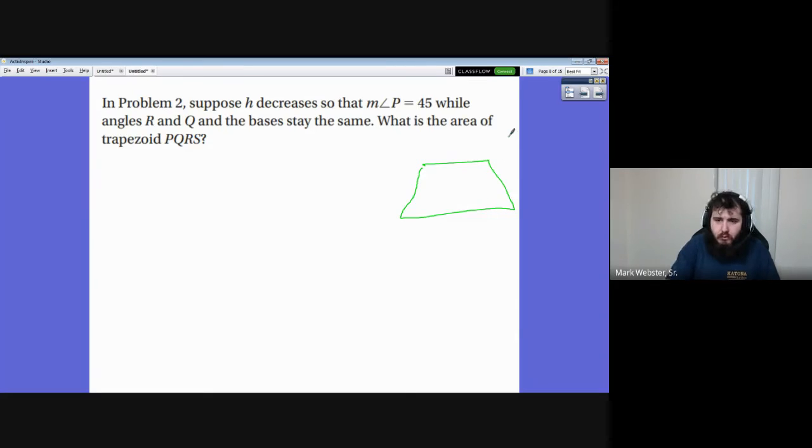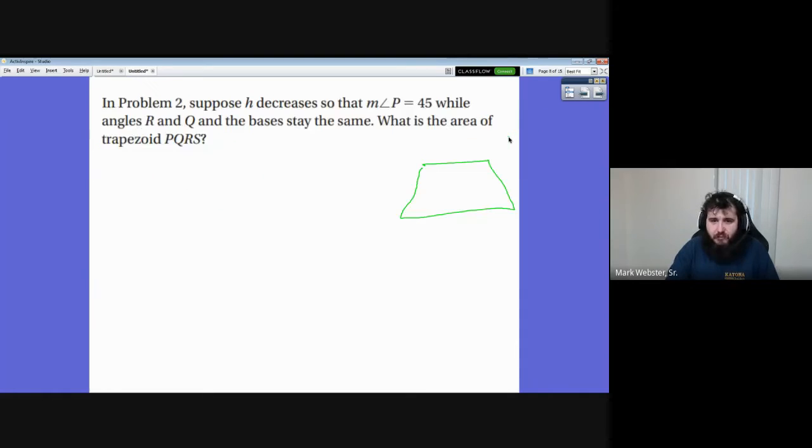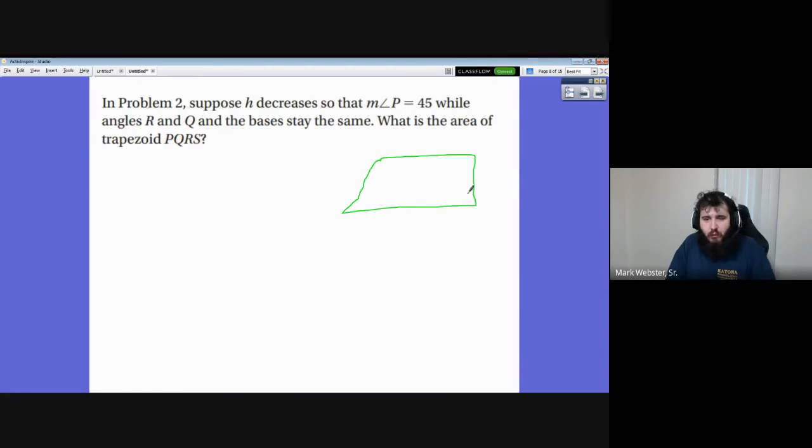So here we had 5 and 7 on the bottom. Actually, let me draw a better picture because specifically this is a trapezoid with a right angle right here. So this is 5. This whole thing is 7. And this piece is a 45-degree angle, right? So that's 5. This is 2. This is also 2. Remember, 45, 45, 90 triangles, the two legs are the same, right?